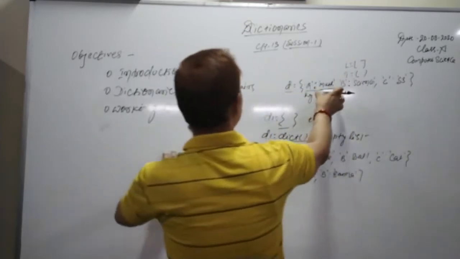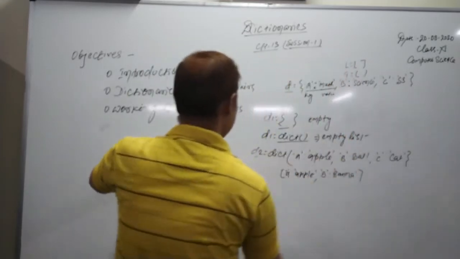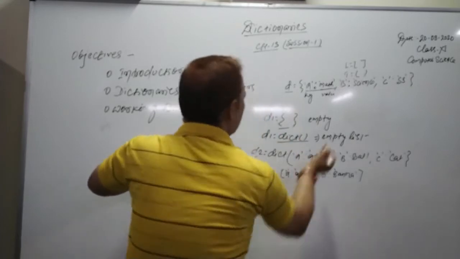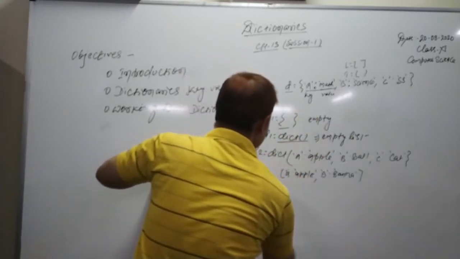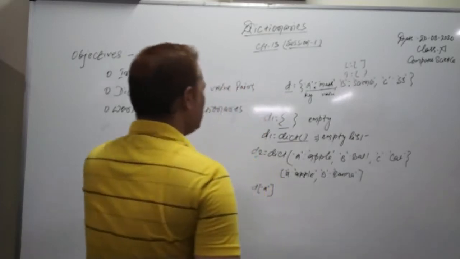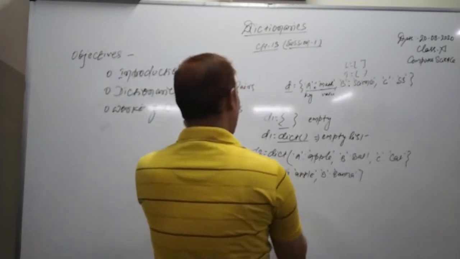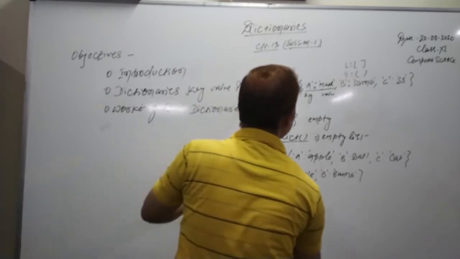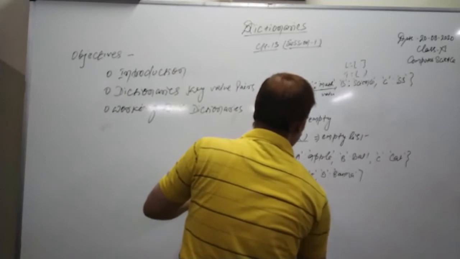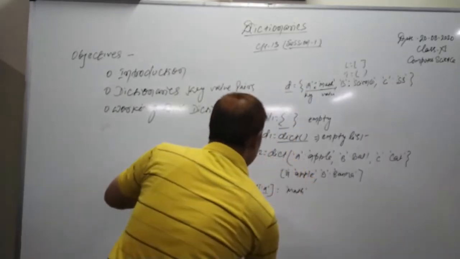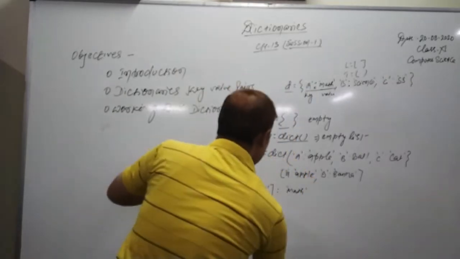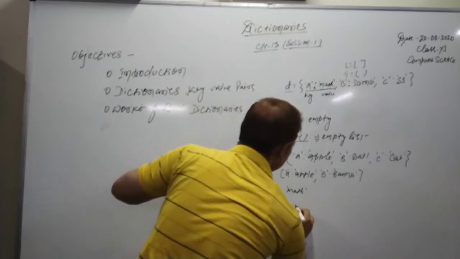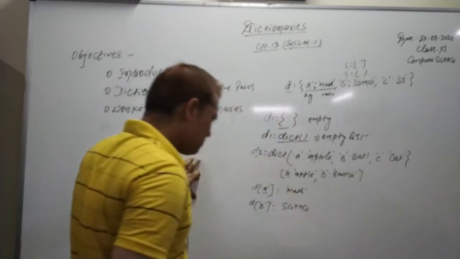So how to access a particular element of a dictionary? Let's see. If I want to access D as a dictionary and a particular element by its key, you can say D of A. D of A, in the square brackets you have to pass the key, and you will get the output math. So this is how you can access a particular element. You can say B as a key and it will give you science. I hope this is very clear.